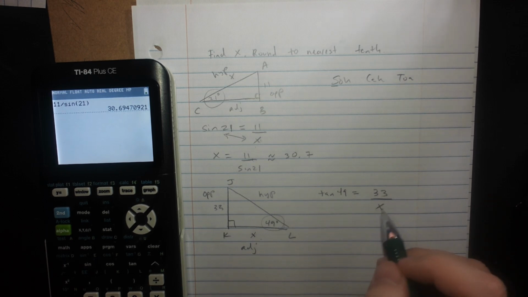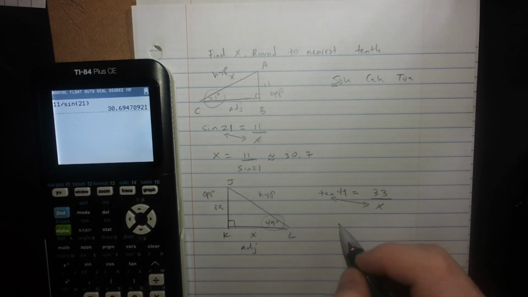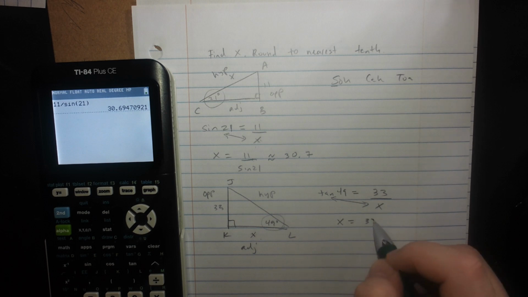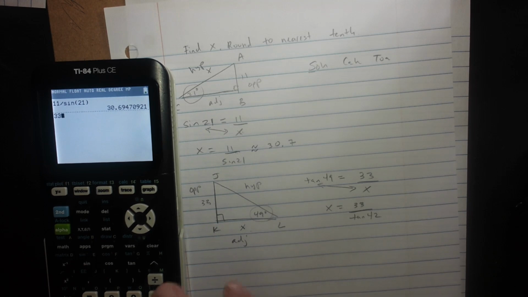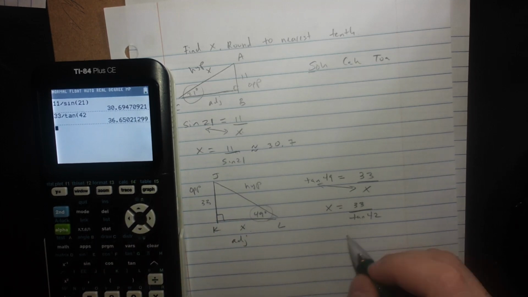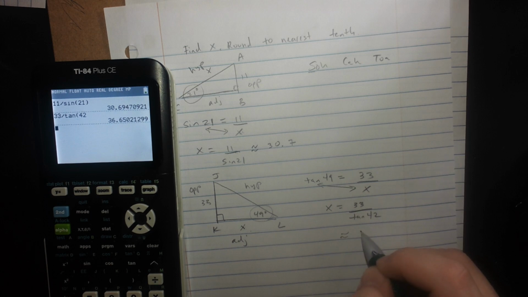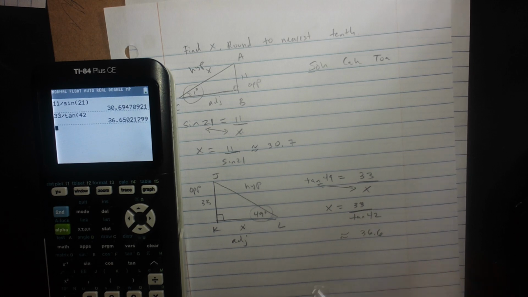Notice that x is down below, so we can go ahead and swap. All right, so here we go, 33 divided by tangent of 42. So that is approximately 36.6. All right.